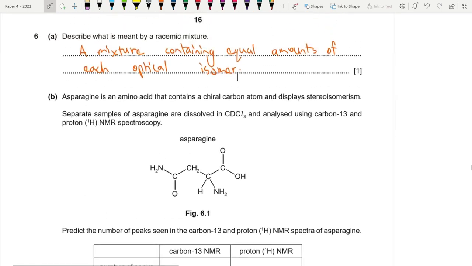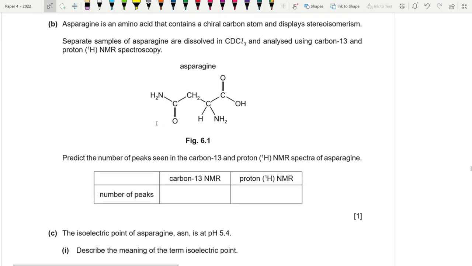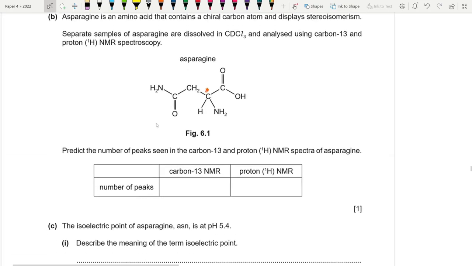So this is asparagine. It's an amino acid, and it contains a chiral carbon atom and displays stereoisomerism. Perfect. So this is our chiral carbon. So let's look at the carbon NMR and proton NMR. Pretty simple. So this is an environment, these two hydrogens, and it's going to be isolated. Let's call this A. Clearly, because if you're attached to an electronegative atom like nitrogen or oxygen, you know that you get an isolated peak. It's a singlet. So this one is also another unique environment. This proton over here, I'm going to call this B. We have none like it.